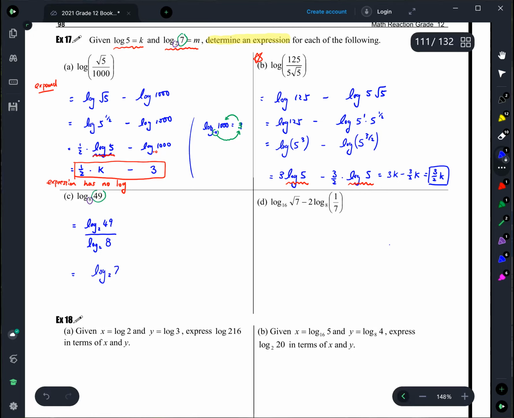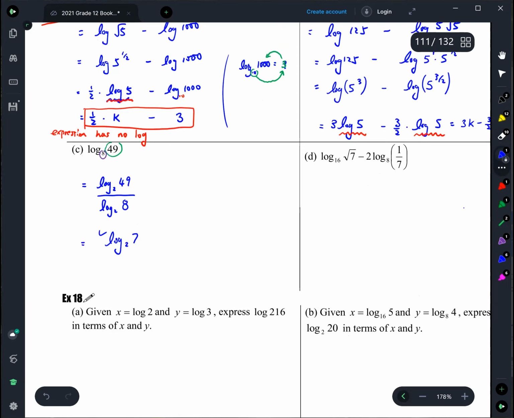Yes, okay. Now we're going to do an extra step here. The 7 to the 2, I can bring it to the front using our log power rule. I won't go too fast, okay? I'll still write it out, 7 to the 2 first.